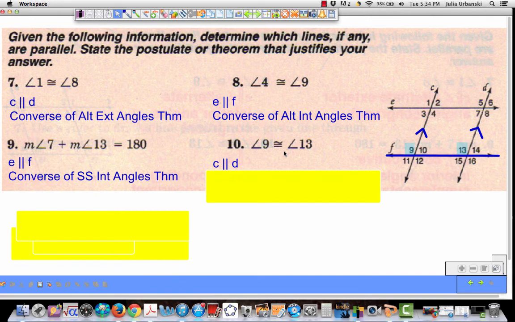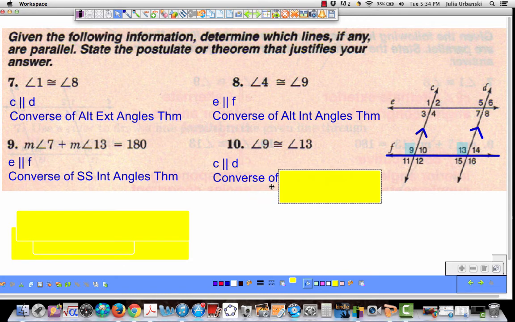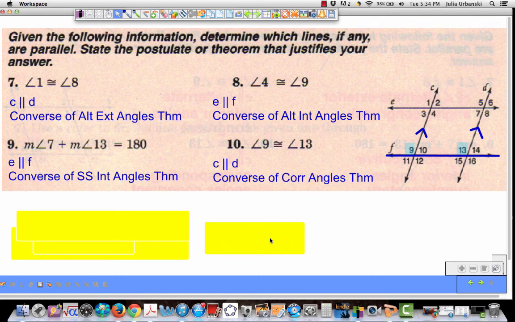Look at the order of the statement here. If two angles are congruent, then the lines are parallel. That's the converse. It's going backwards. It's ending with parallel lines. So what is it the converse of? Look at the picture. 9 and 13 are corresponding angles. So it's the converse of corresponding angles theorem.